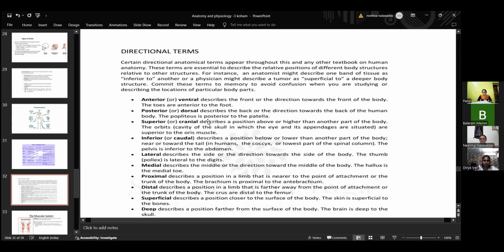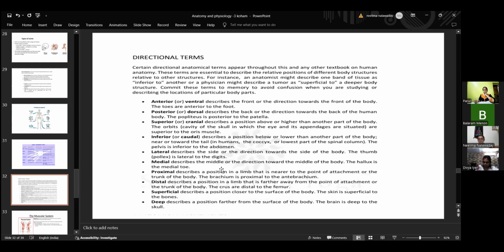Then distal describes the position in the limb that is farther away from the point of the attachment or away from the body. That is distal. Superficial and deep. Superficial is surface, near surface, and deep is deep inside. Now we know what is deep. The brain is deep to the skull. That is the example of deep, right? So these are the directional terms we should know.